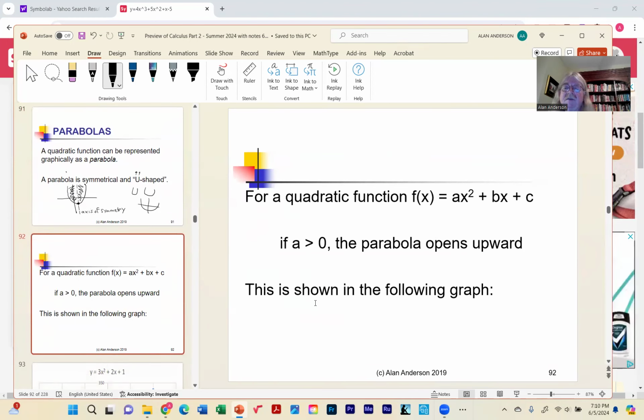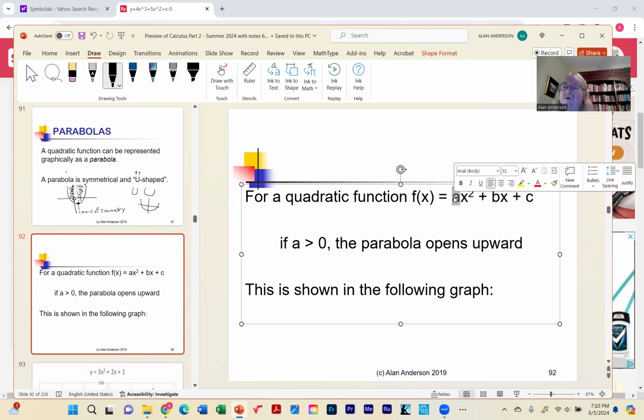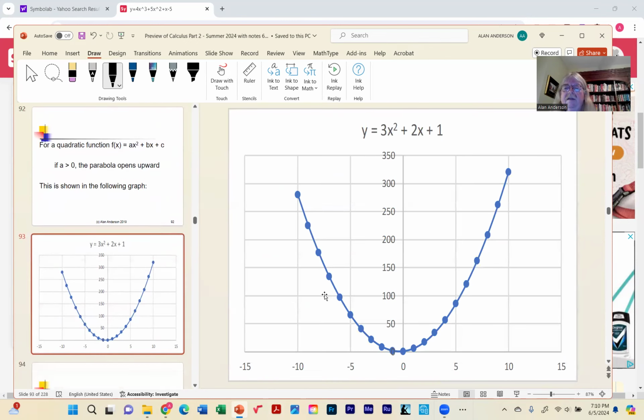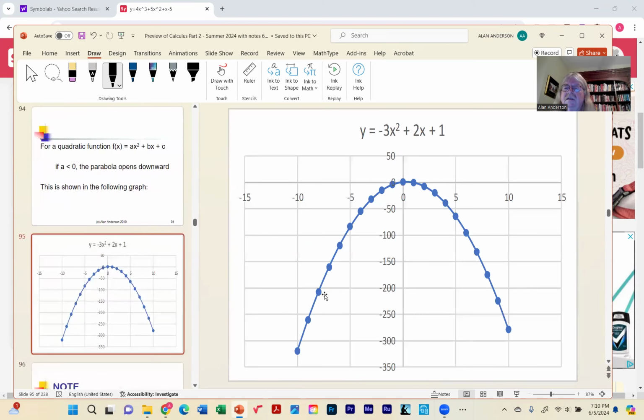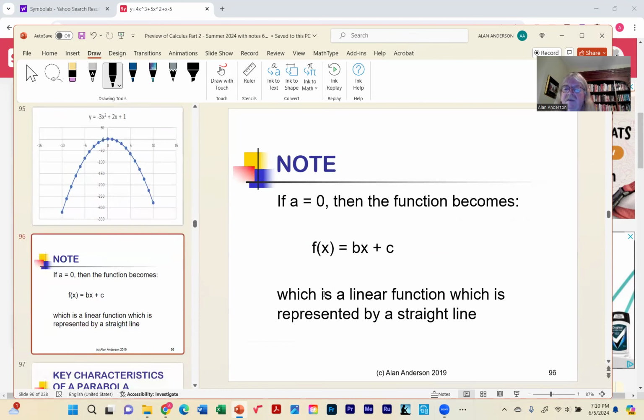Now, we've already discussed this before. If the leading coefficient is positive, the parabola opens up. And if the leading coefficient is negative, it opens down. So that part is easy to tell just by looking at the equation. If we have a zero, then of course we no longer even have a quadratic function. It is now a linear function.